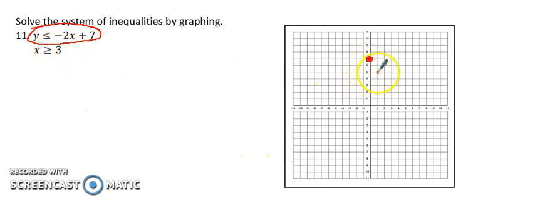That tells me to go down 2 and over 1 to the right. Down 2 over 1 right. And this is or equal to, so we're going to include this boundary line here.